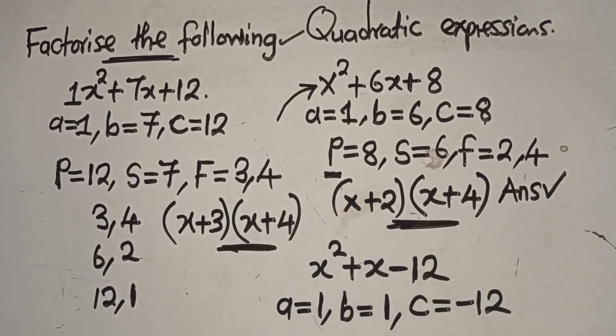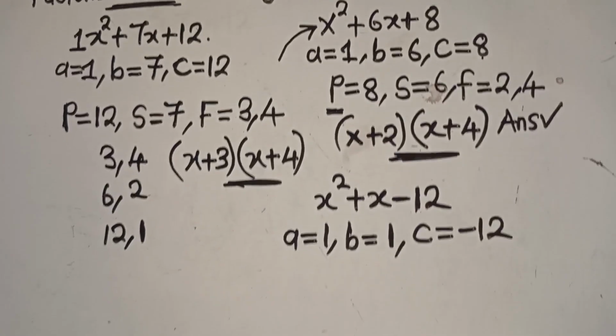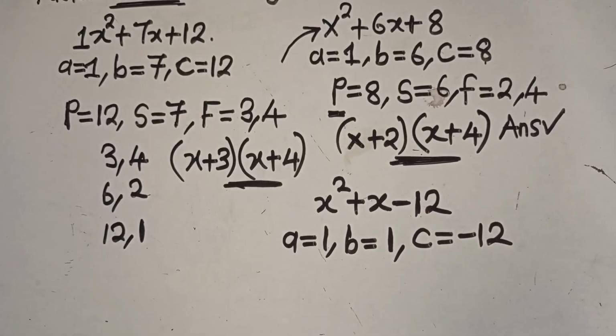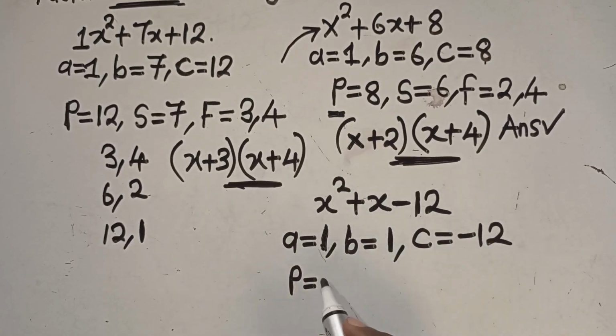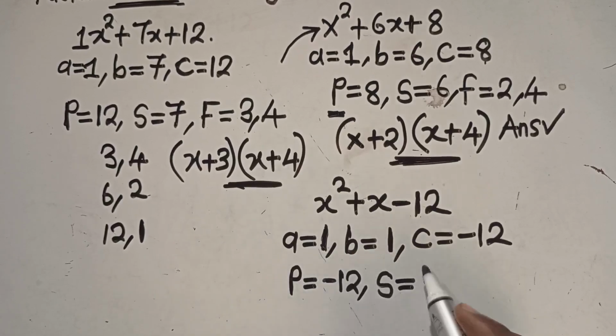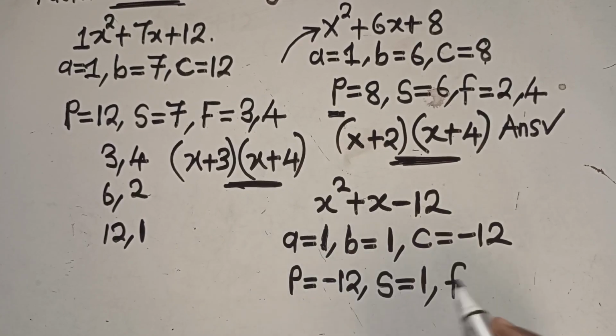Then we look for the product, sum, and factors. This is what we are doing. The product, which one is the product? I say a times c, 1 times 12. You get negative 12. You say, what is the sum? You just get 1. You go to your factors.